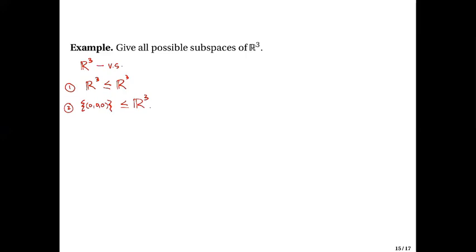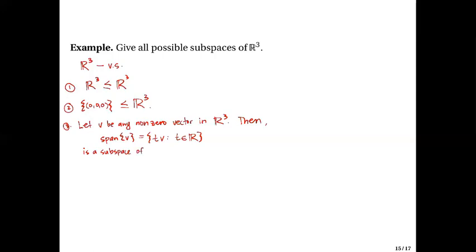What are the other subspaces of R3? For number 3, let V be any non-zero vector in R3. Then the span of V is a subspace of R3. The span of V is of the form TV, where T is any real number, or scalar. So this span is a subspace.